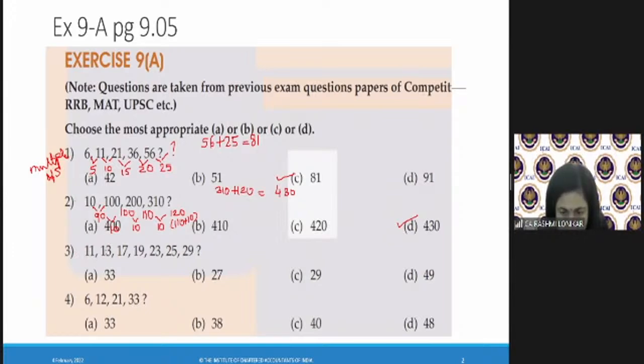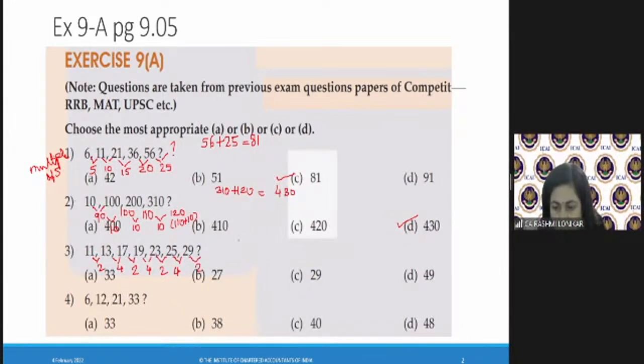What is the difference here? 13 minus 11, difference is 2. 17 minus 13, difference is 4. 19 minus 17, difference is 2. 23 minus 19, difference is 4. Again 2, again 4. Can you see what is happening here? 2, 4, 2, 4, 2, 4. So what will be the next difference? 2. So this difference has to be 2.